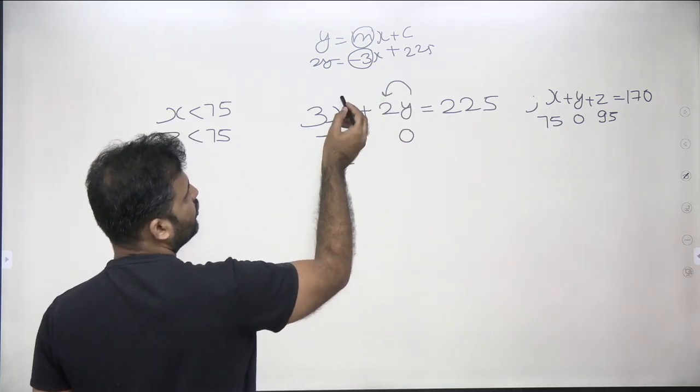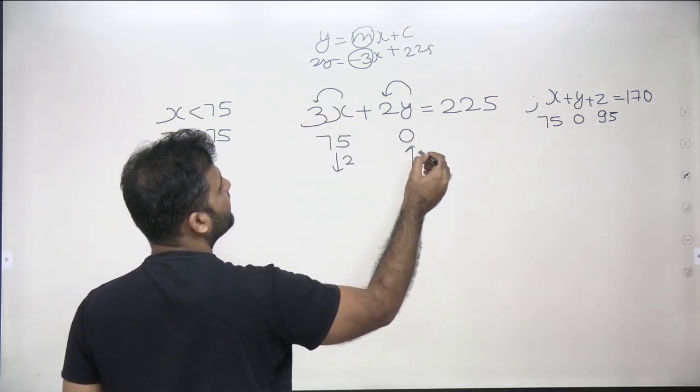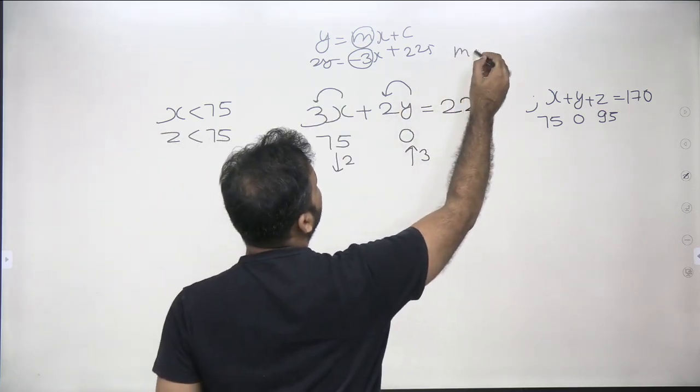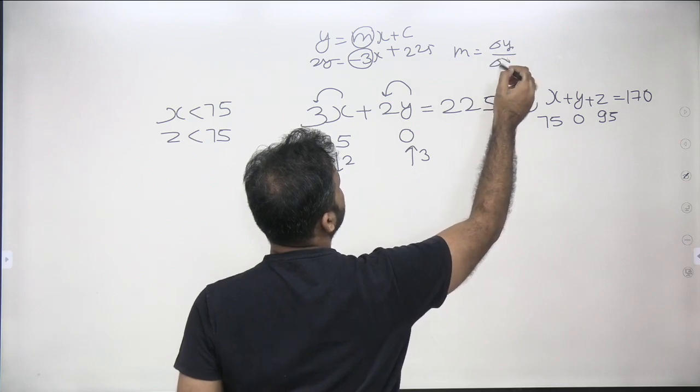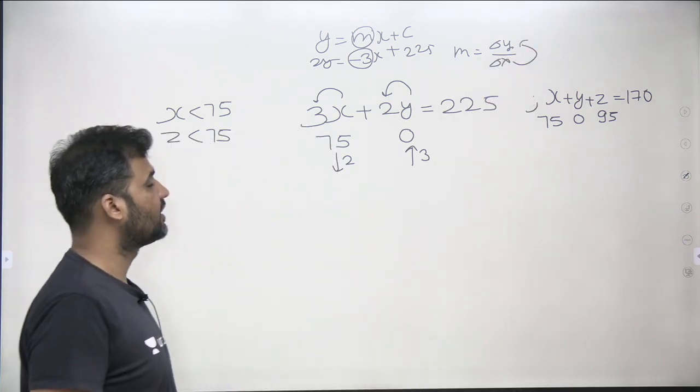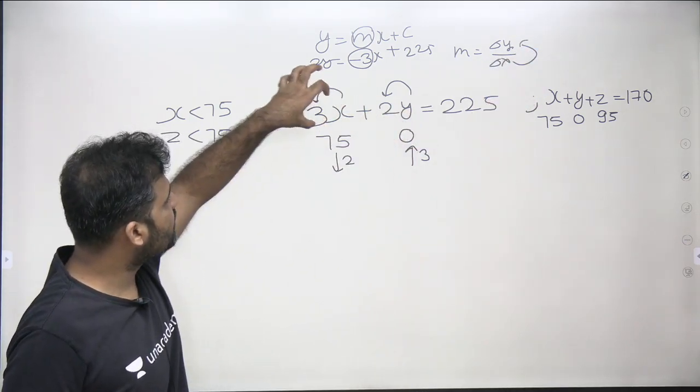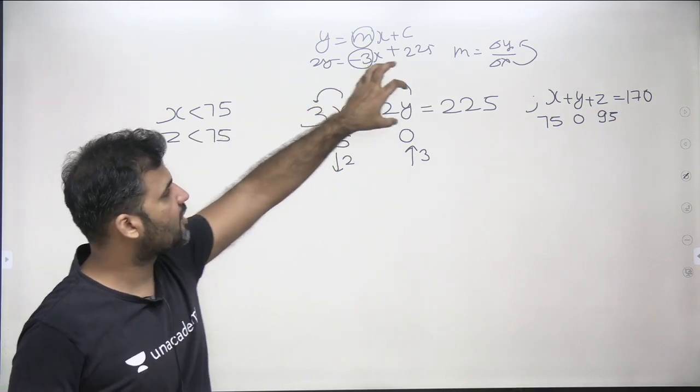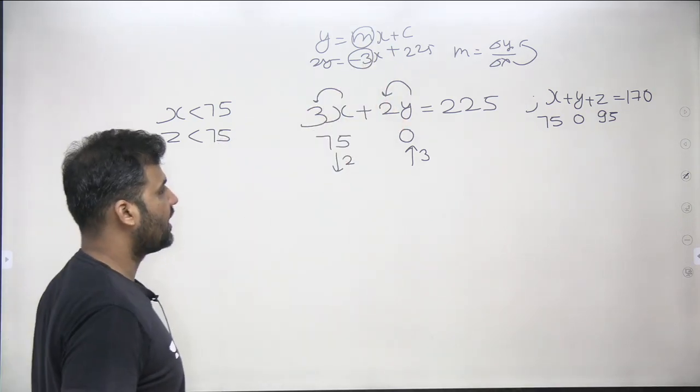Then x coefficient is 3. This will go up by 3, because slope means del y upon del x. Change in y due to change in x. So change in y will depend on the coefficient of x, and change in x will depend on the coefficient of y. Now see that.